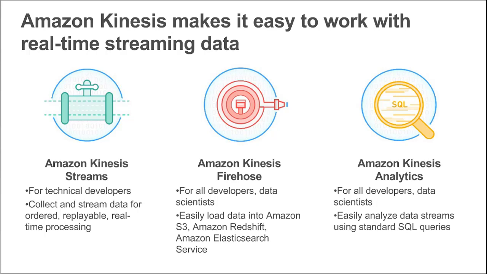Kinesis Firehose is an extension from that in that it handles the process of getting the data off of the stream into your endpoint. So with Kinesis Streams, you need a writer, you need to write to the stream, and then you need something to read from it, and then process and move the data to the actual endpoint. Firehose just takes care of that second part, the reading from the stream and putting it into S3, Redshift, or Elasticsearch. And finally, we have Kinesis Analytics.